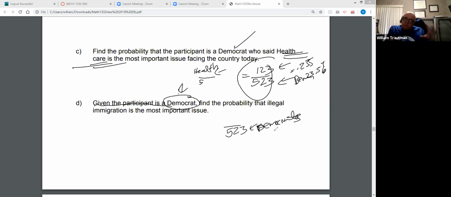If we're just given that we know the person's a Democrat, we're only looking at the Democrats. Find out the probability that they're illegal immigration. So the illegal immigration would go on top, divided by the Democrats. And that is 5.4.